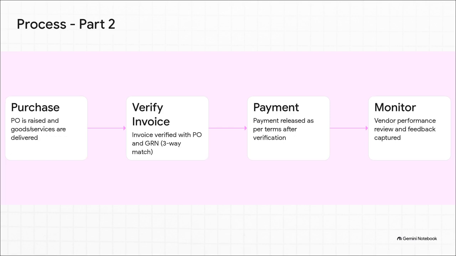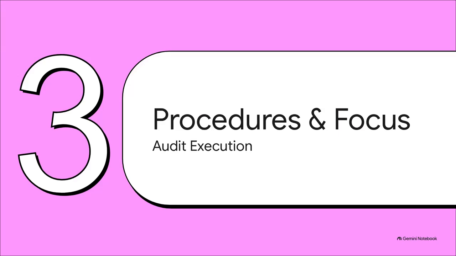Continuing right along into Part 2 of the process, Step 5 is purchase and delivery. The order is placed and the goods finally arrive. Step 6 is invoice verification. That's where we meticulously execute that 3-way match we just talked about. Step 7 is payment, releasing the funds strictly according to our agreed terms. And finally, Step 8 is performance monitoring. Look, we don't just pay them and forget they exist, we track their value over the long haul to ensure ongoing excellence.